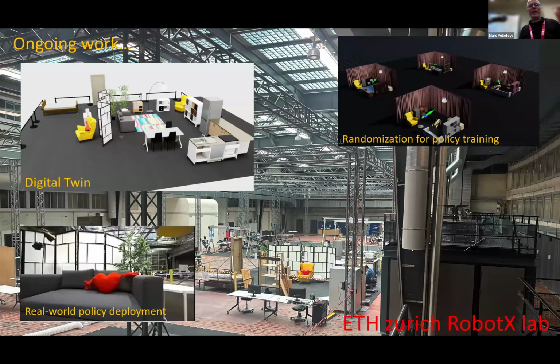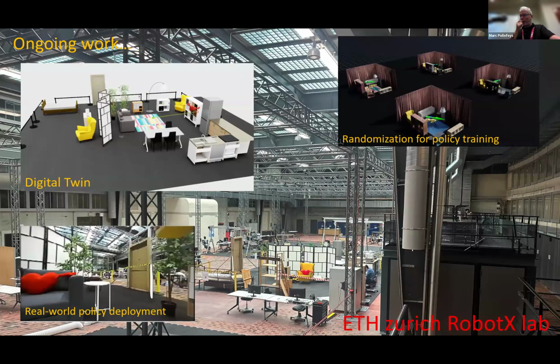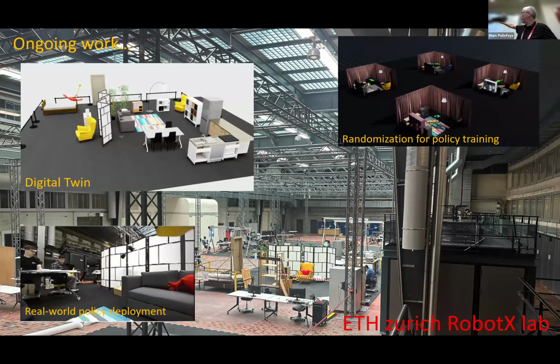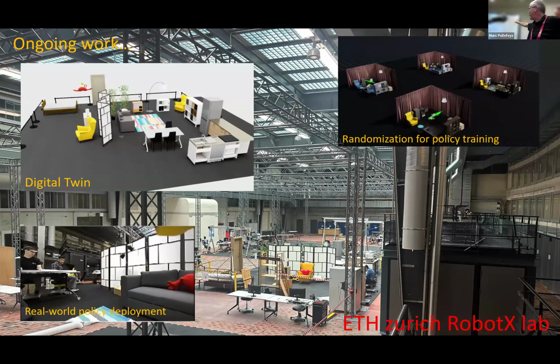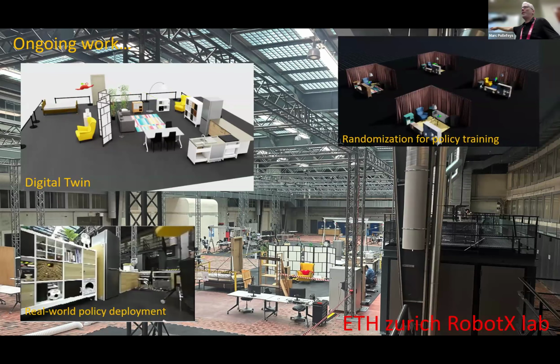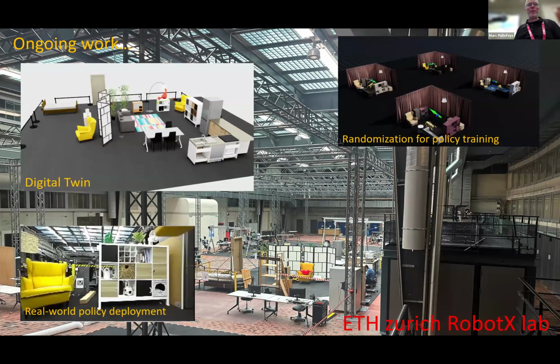This works quite well. And then just to wrap up, some of the ongoing work on building digital twins: we have a physical lab space, and we've built a full digital twin for it. We do randomization to train the policies. This is just ongoing work these days.